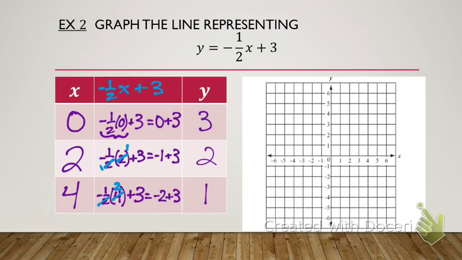Not saying you can't plug anything in, just in case you want to get rid of the fraction. All right, let's graph them.